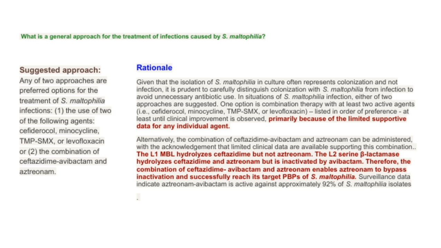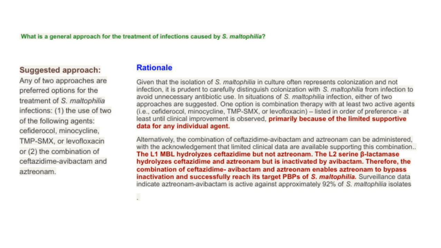The first is using combination therapy with at least 2 active agents. The preferred agents include cefiderocol, minocycline, TMP-SMX, or levofloxacin, and we select these based on the clinical scenario. We typically continue this until we see clinical improvement, mainly because the supporting data for any one agent is somewhat limited. The second approach involves a combination of ceftazidime-avibactam and aztreonam.